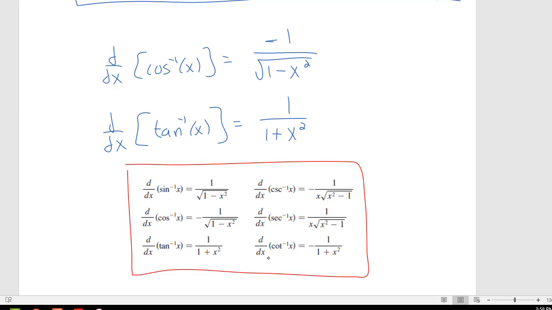And then we have the derivatives of the other 3 trig functions, the reciprocal functions. We can see inverse cosecant is negative 1 over x square root of x squared minus 1, and then inverse secant, positive 1 over x square root of x squared minus 1, and then inverse cotangent's derivative being negative 1 over 1 plus x squared. So the last thing I want to do in the video is a couple examples using these formulas to find derivatives of equations that involve inverse trig functions.